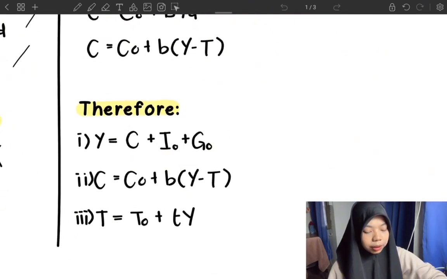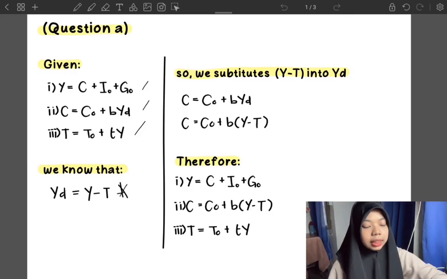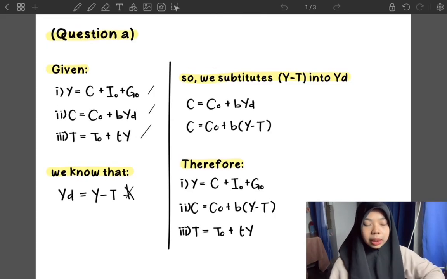Okay, therefore, for the final answer, we have three equations: y equal to c plus I naught plus g naught. For the second one, we have c equal to c naught plus b times y minus t. And for the last one, we have t equal to t naught plus ty. Okay, let's move to question B.